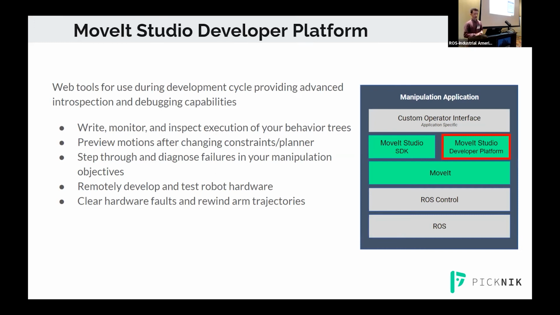And something that we've been focusing more on with our remote development team is testing the hardware remotely for your new feature. If you accidentally drive it into something or your feature is a little too aggressive, you can clear your protective stops and move your arm safely out of whatever collision it might be in, so you don't have to have someone walk over there to clear the protective stop.